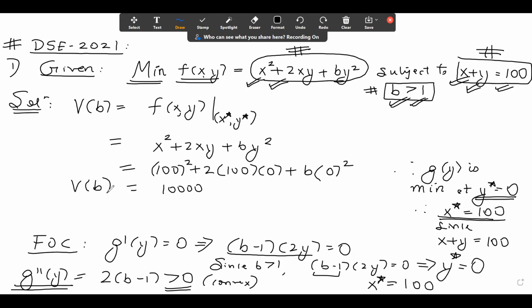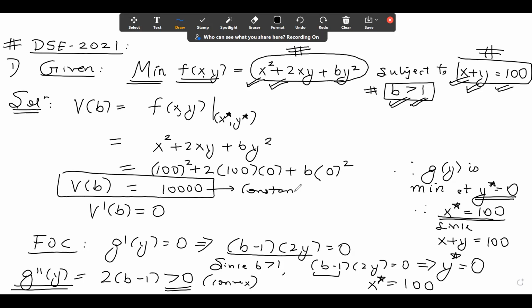Okay. So what is my v dash b? The objective was to find v dash b, right? So v dash b is equal to 0, because v of b is 10,000, which is a constant, so its derivative v dash b will be equal to 0, because all of us know that the derivative of a constant is 0.